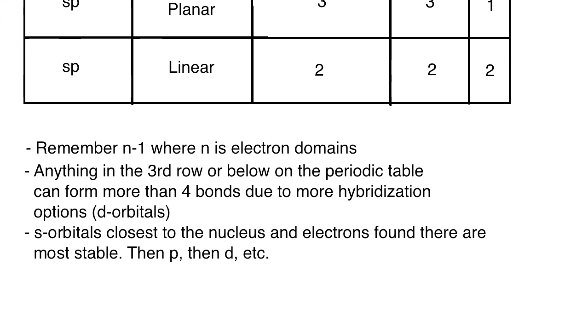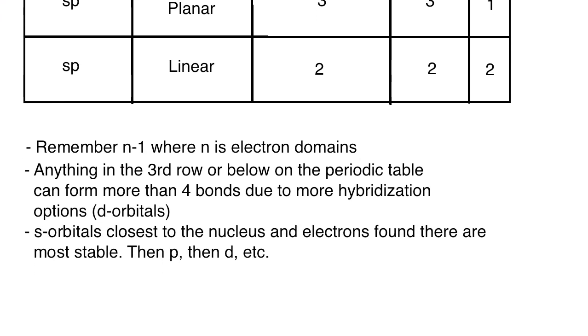All right, now a couple other notes here. Remember the n-1 rule where n is the electron domains. If you need a quick fire way, especially as you're working on the MCAT questions and you're trying to save your time, the n-1 rule, if you can count your electron domains, will save you some time when you're taking the test.